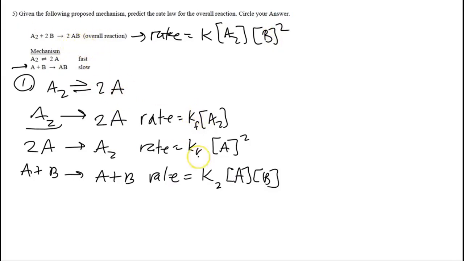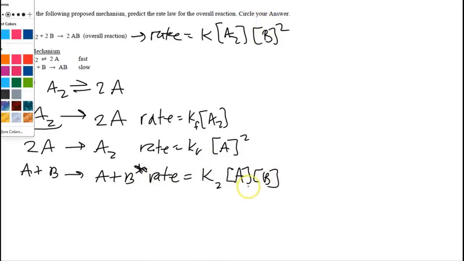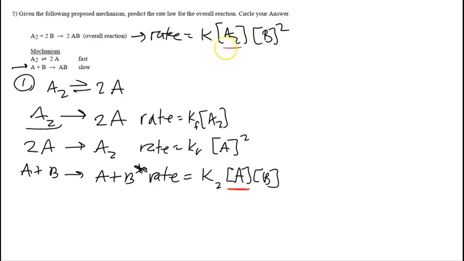And so when I look at the rates here and I look at the slow rate, which is what our reaction is based off of, I have K2, A, and B. The B I can justify. That's a part of my overall reaction. But I can't justify A by itself. This is actually A2. So I have just identified an intermediate. An intermediate is something that's formed in a reaction and then used up, okay?